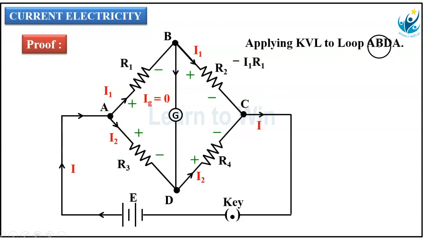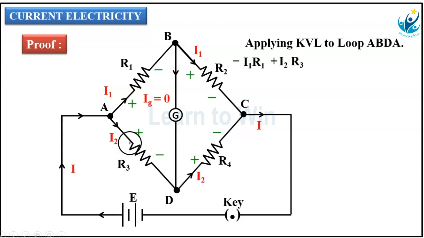Next, I am going to move from B to D in the circuit. B to D. The galvanometer current is 0 under balancing condition, so this part becomes 0. G is the resistance, Ig equal to 0, so Ig into G, 0 into capital G, becomes 0. Again I am going to move from D to A in the circuit.